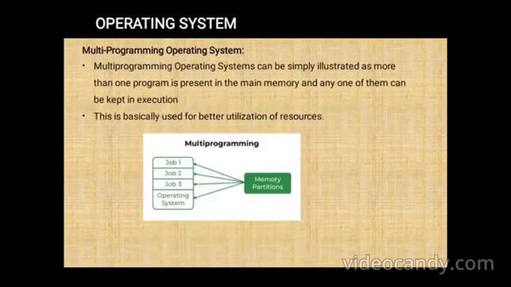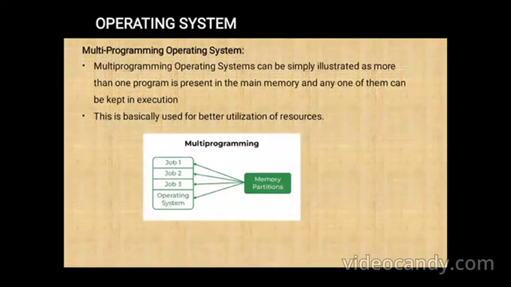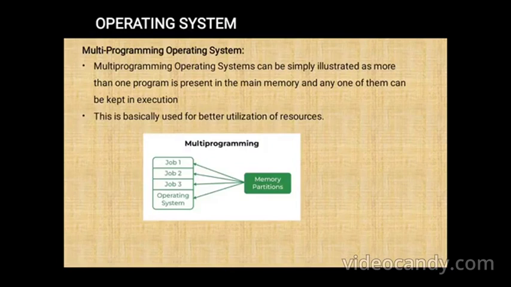So moving on to the next type of operating system, multi-programming operating system. Simply illustrated, more than one program is present in the main memory and any one of them can be kept in execution. It allows multiple programs to run concurrently on a single computer, sharing the same resources to execute the programs. Same resources means CPU, memory and IO devices. Mainly it is used for concurrent execution, resource sharing, context switches and process scheduling. For this purpose we are using multi-programming operating system.